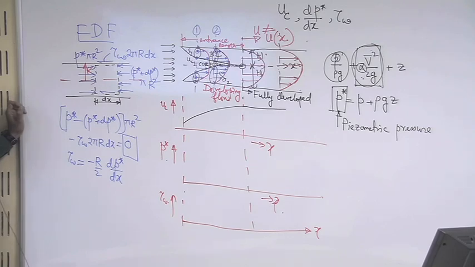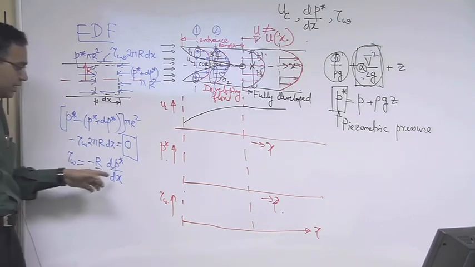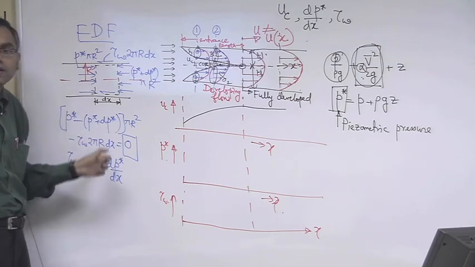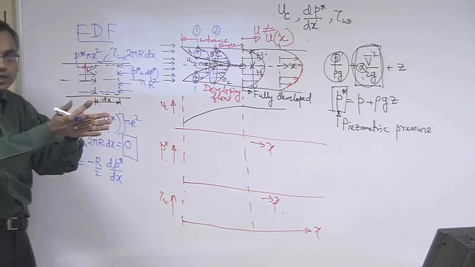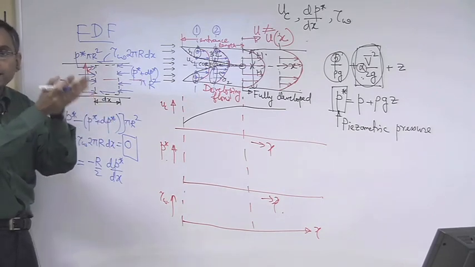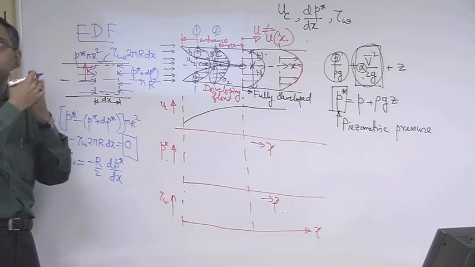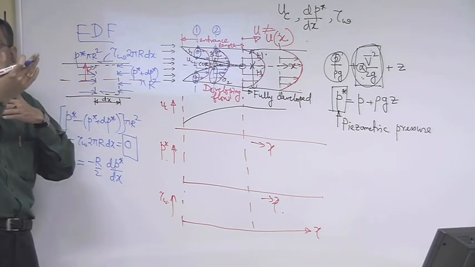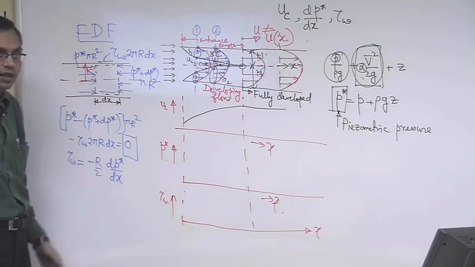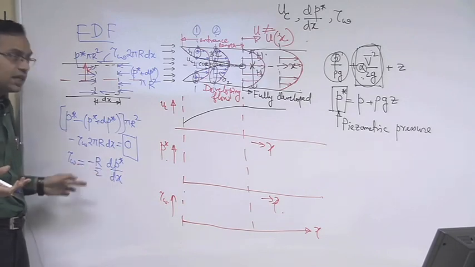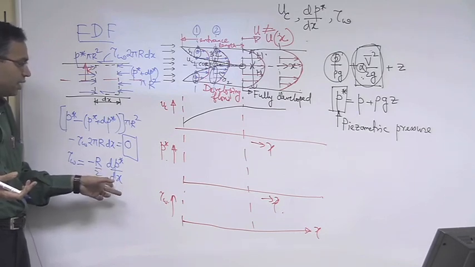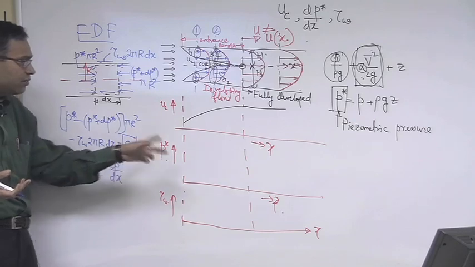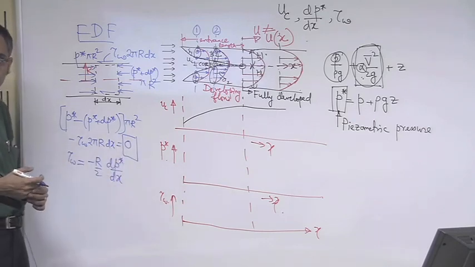So, you can see that this equation nicely tells you the physics. Basically, there is a driving piezometric pressure gradient that drives the flow, and there is an opposing viscous resistance that opposes the flow, and these two are exactly balanced when the flow is fully developed. So, when this is taking place, this kind of balance takes place.